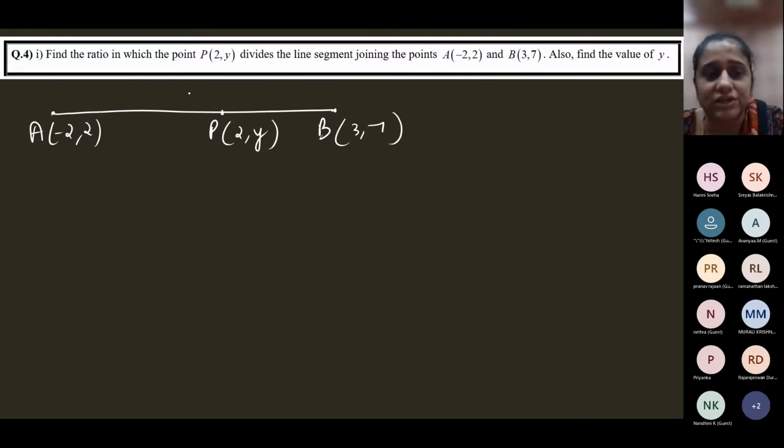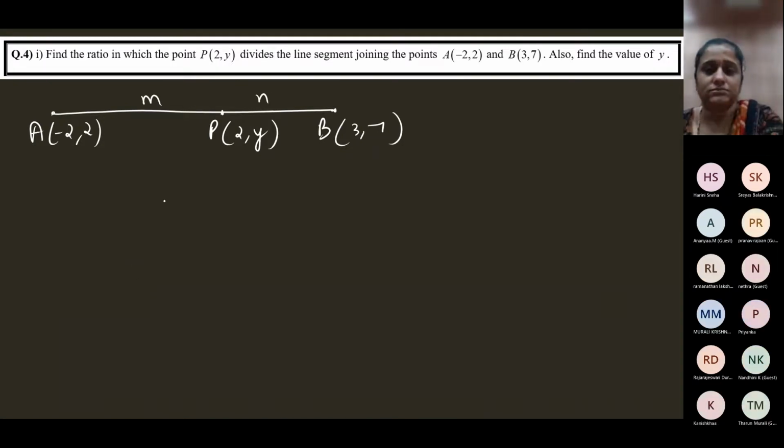So we have to find the ratio. Let the ratio be m is to n. Somebody tell me, how do you find the ratio? Using the x coordinate or the y coordinate of the point of division, which is P. But the y coordinate of P is not known. So you have to use the x coordinate of P. Yes or no? Yes, ma'am.